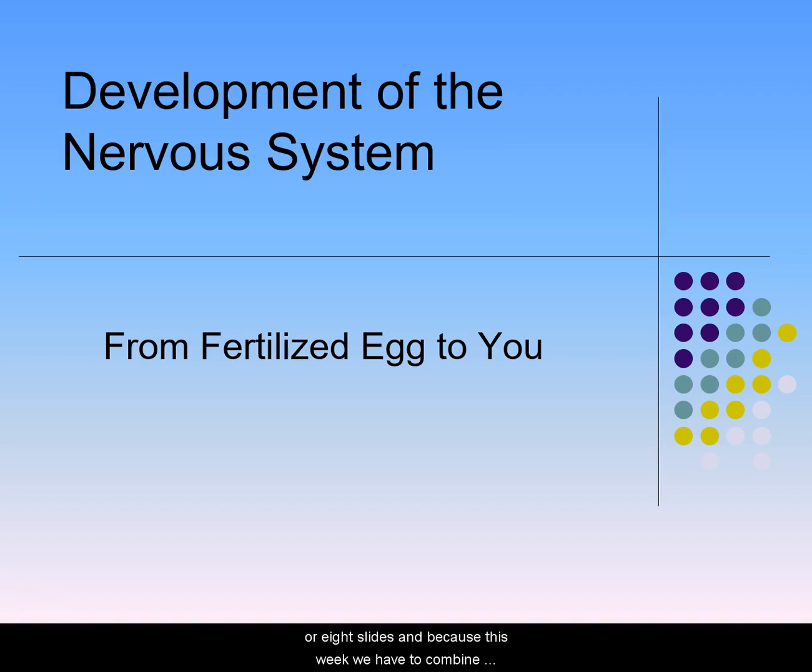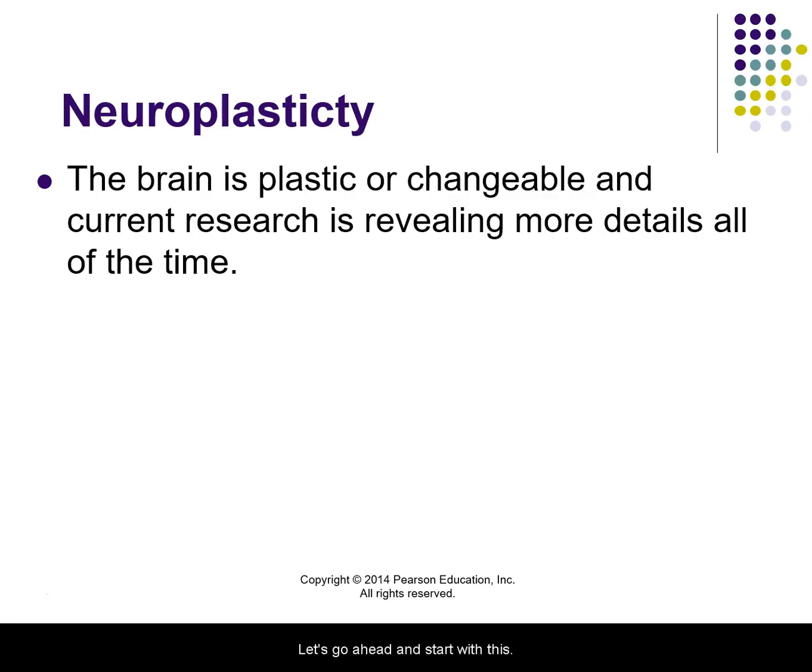And because this week we have to combine chapters 9 and 10, I thought that it was much more important for you to understand the information that's in chapter 10. So we're really going to fly through chapter 9 as far as the development of the nervous system goes. Okay, so let's go ahead and start with this.